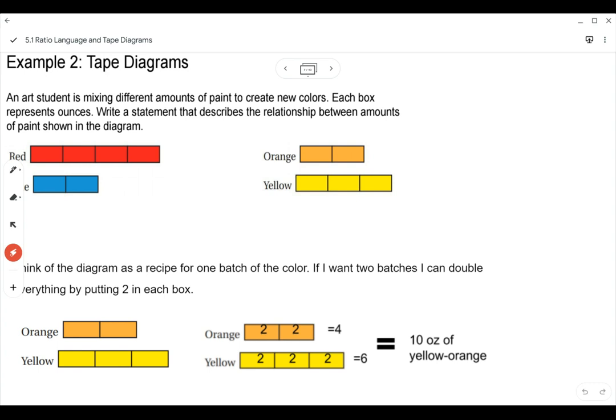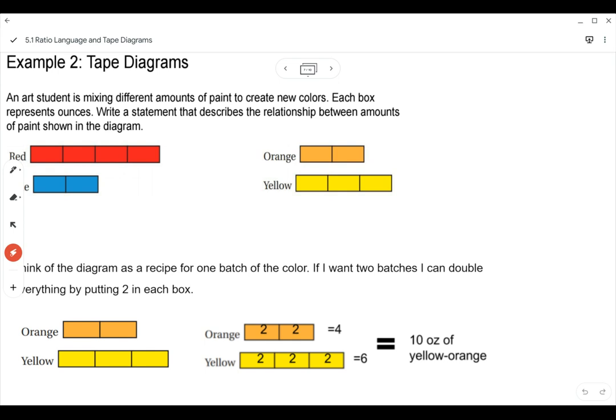All right, 5.1 notes, example 2. Here we're talking about a tape diagram. Tape diagrams are one way we can represent ratios. So we have an art student who is mixing different amounts of paint to create new colors. Each of these boxes represents ounces. So this box here represents 1 ounce, 1 ounce, and so on. We're going to write a statement that describes the relationship between amounts of paint shown in the diagram.